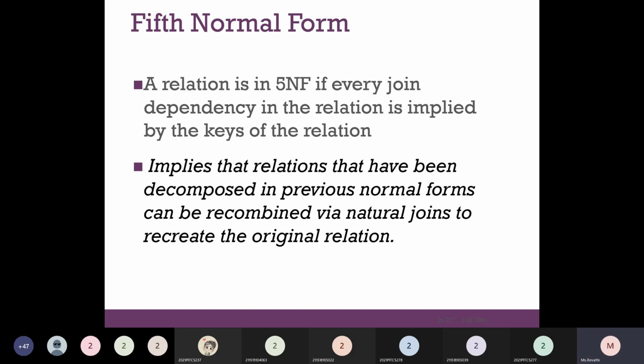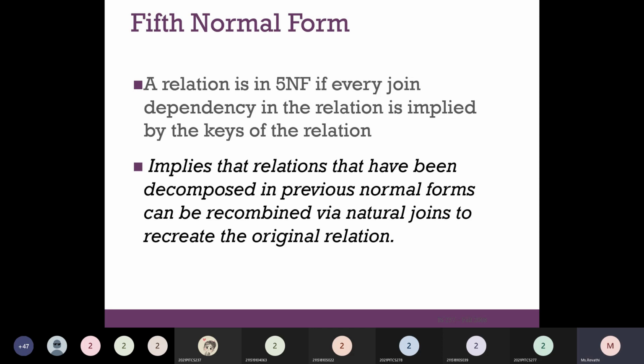The next higher level normal form is named fifth normal form. A relation is said to be in fifth normal form if every join dependency in the relation is implied by the keys of the relation. So every join happens only through its keys, which means the relation is in fifth normal form.